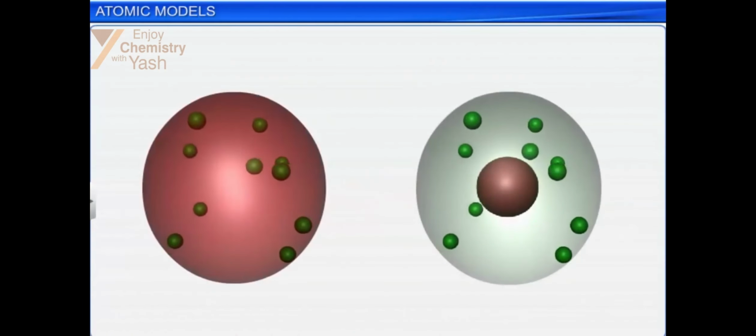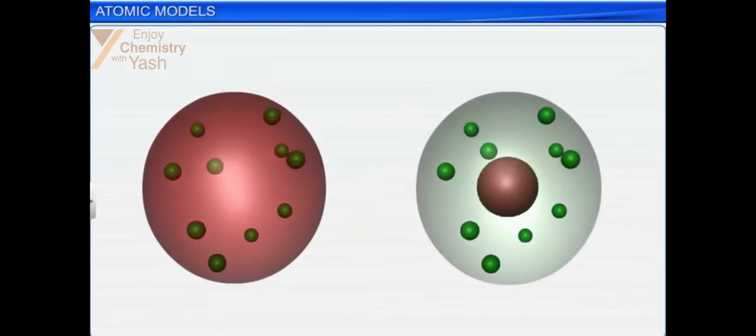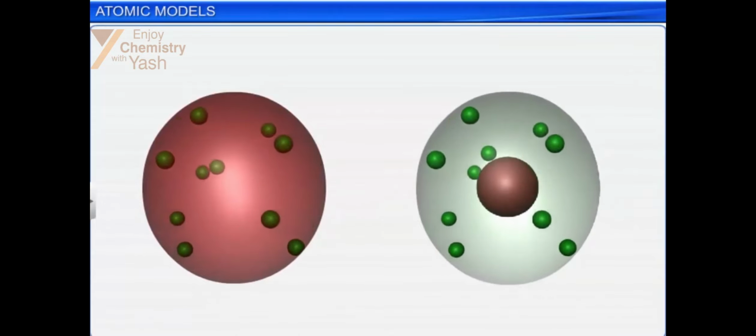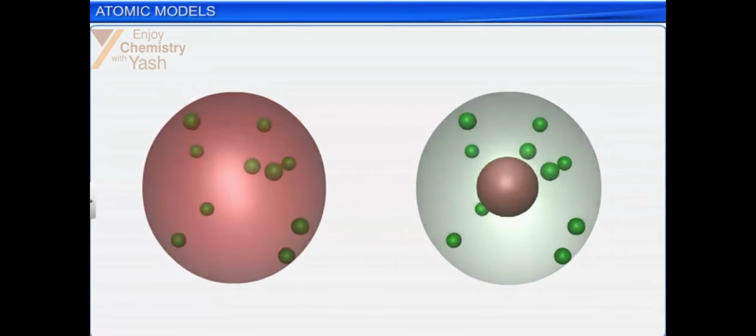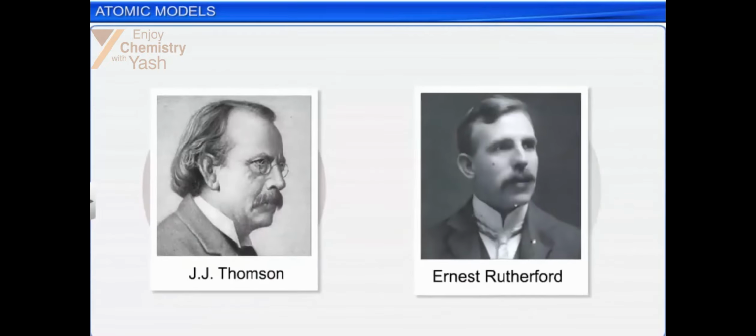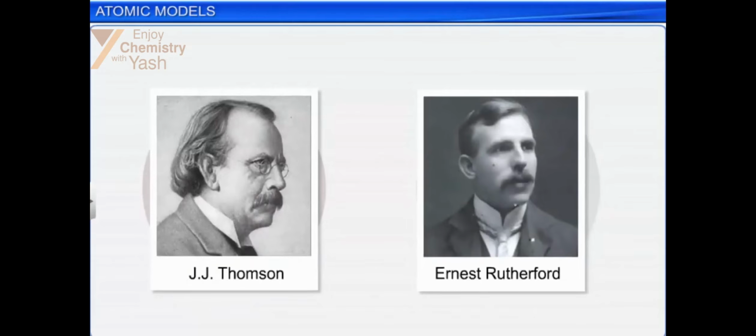Different models were proposed to explain the distribution of subatomic particles in an atom. Of these models, the models proposed by J.J. Thomson and Ernest Rutherford are of great significance as they paved the way for the modern structure of an atom. Let's discuss both these models one by one.